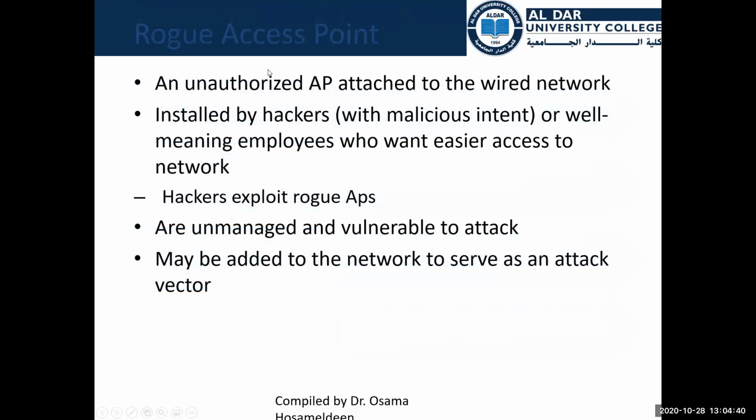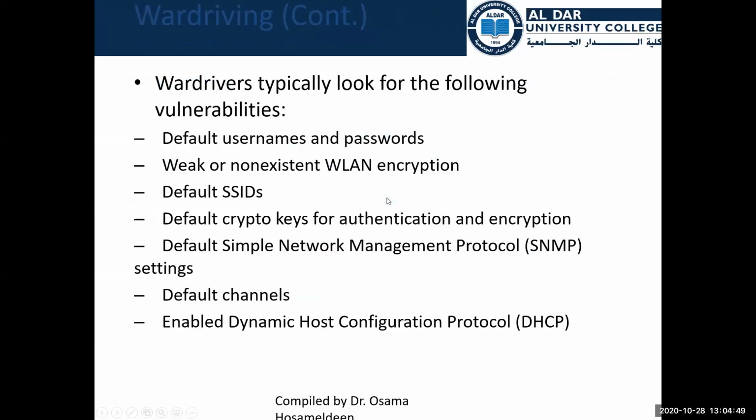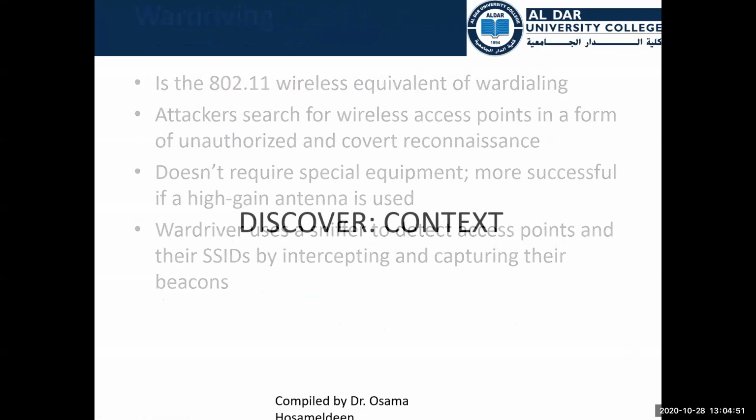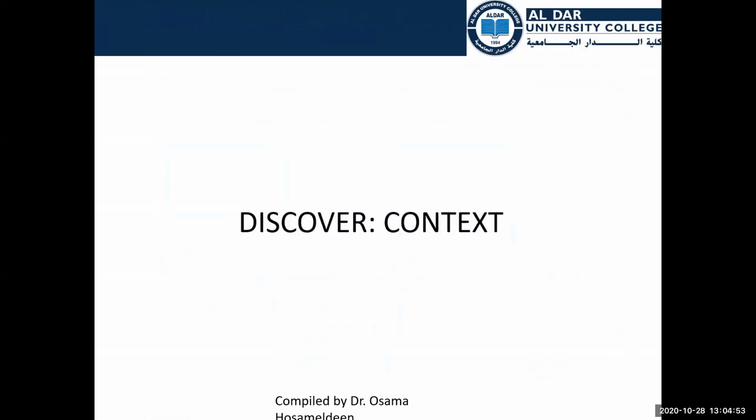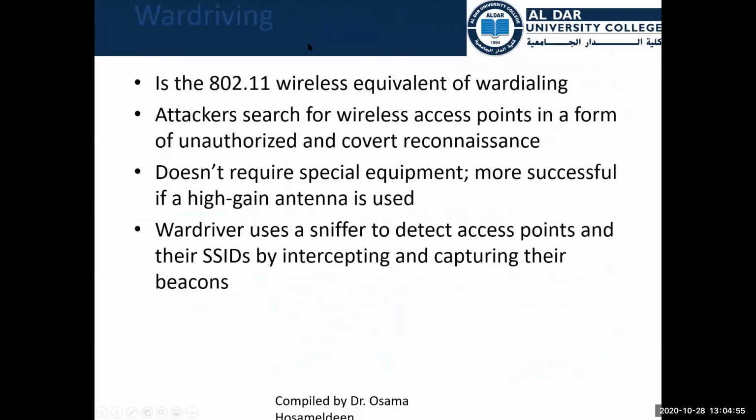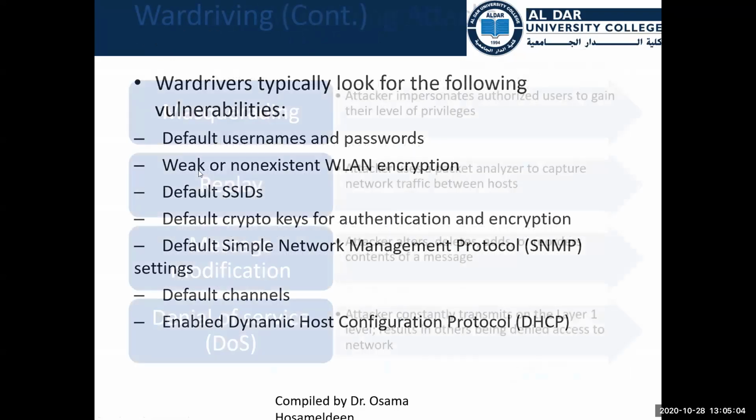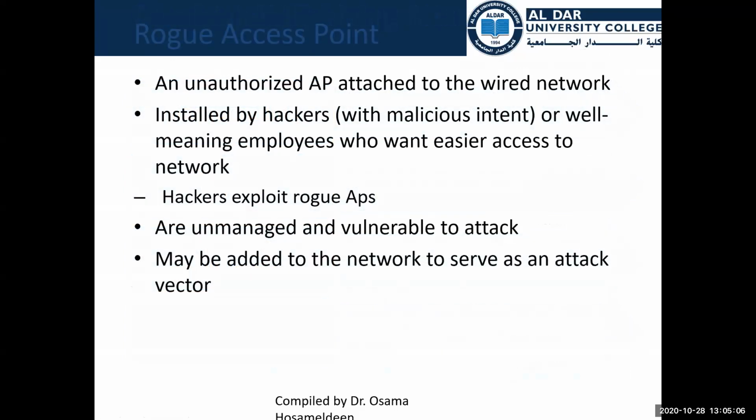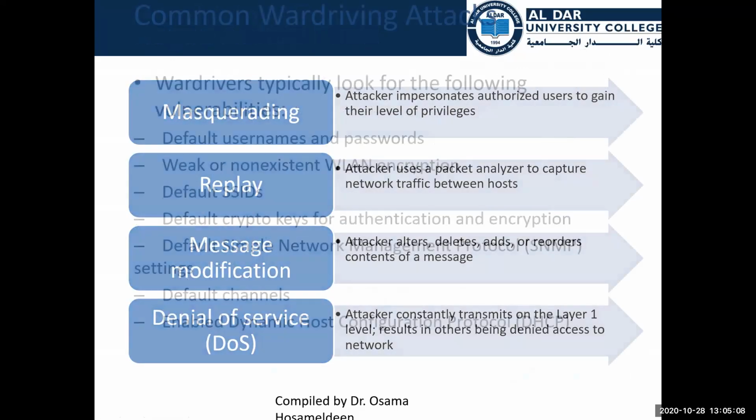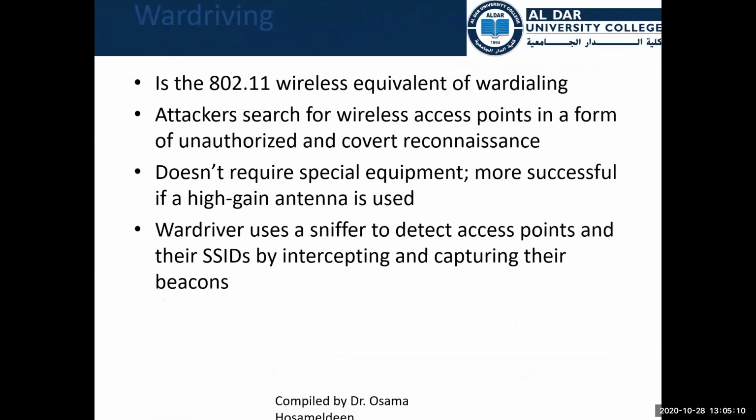Also for rogue access point, we have here three types of attacks. Let's say them again. The first one is war driving. The second one is here. I think I skipped it.